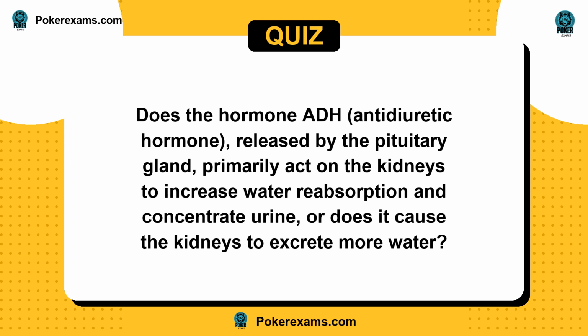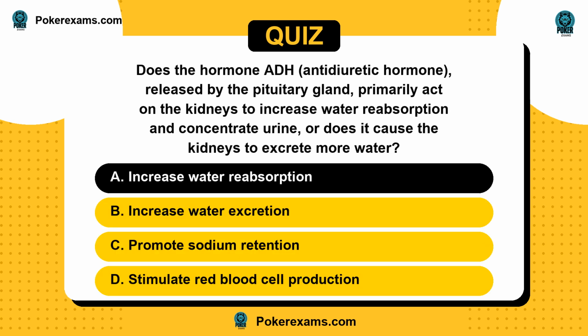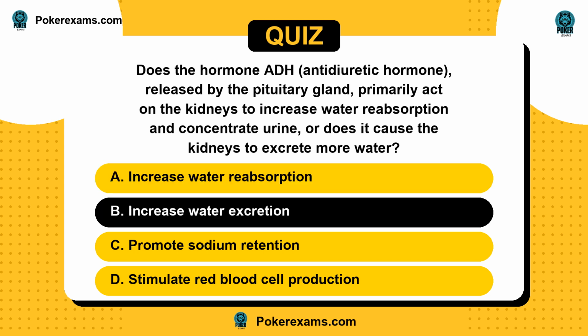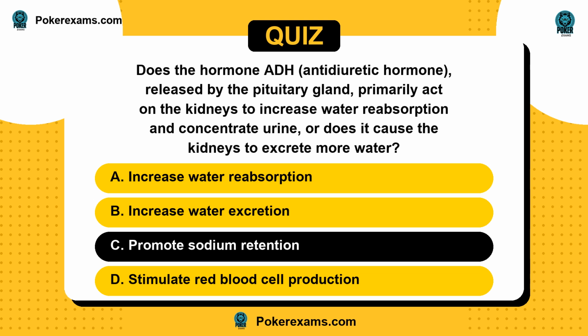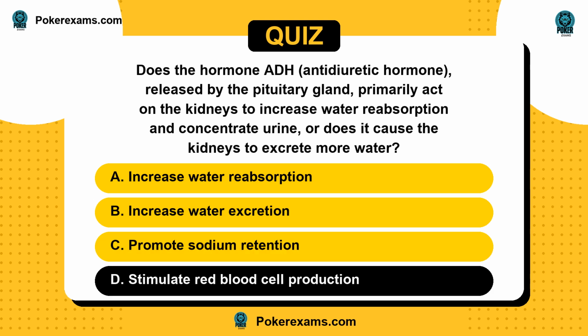Next question. Does the hormone ADH, antidiuretic hormone, released by the pituitary gland, primarily act on the kidneys to increase water reabsorption and concentrate urine, or does it cause the kidneys to excrete more water? Is it A, increase water reabsorption, or B, increase water excretion, C, promote sodium retention, or D, stimulate red blood cell production?